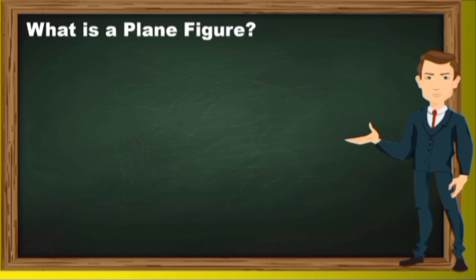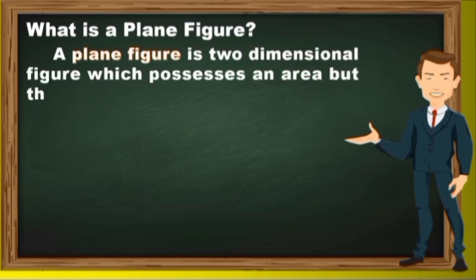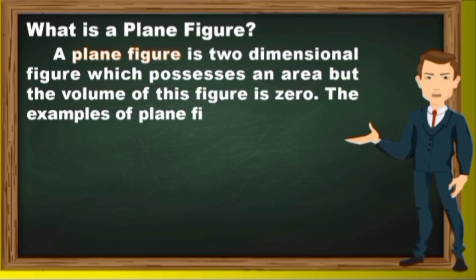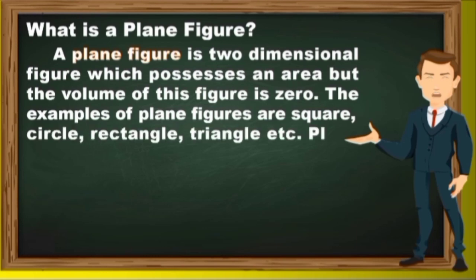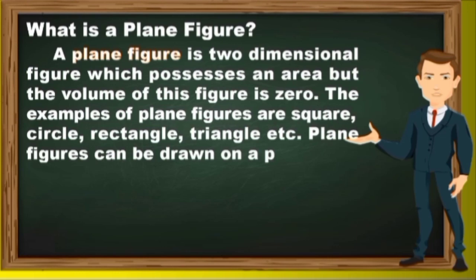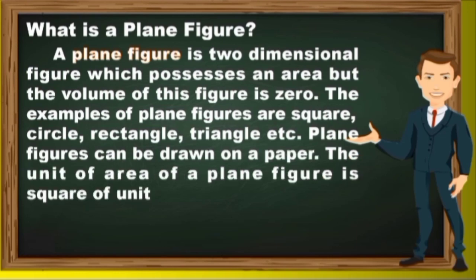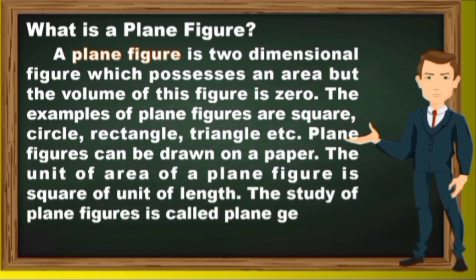What is a plane figure? A plane figure is a 2-dimensional figure which possesses an area, but the volume of this figure is 0. The examples of plane figures are square, circle, rectangle, triangle. Plane figures can be drawn on a paper. The unit of area of a plane figure is a square of unit of length. The study of plane figures is called plane geometry.